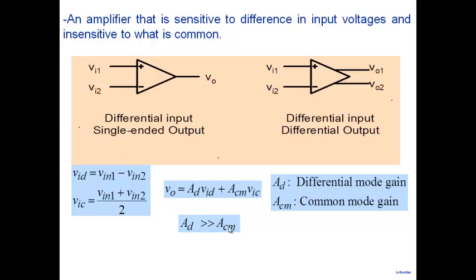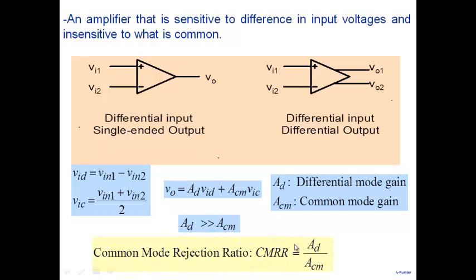And the ratio of the two is what we call the common mode rejection ratio. AD by ACM tells us how large the differential gain is relative to the common mode gain. The name of this particular ratio is appropriate. It tells us the common mode rejection ratio, so it's telling us how efficiently your amplifier rejects the common mode signal.